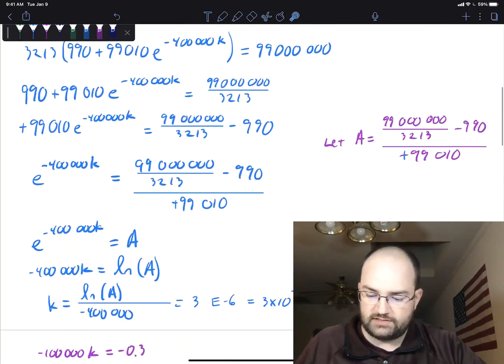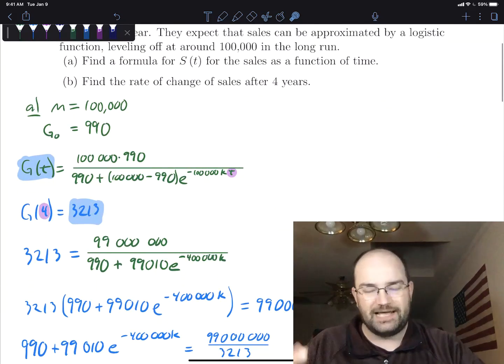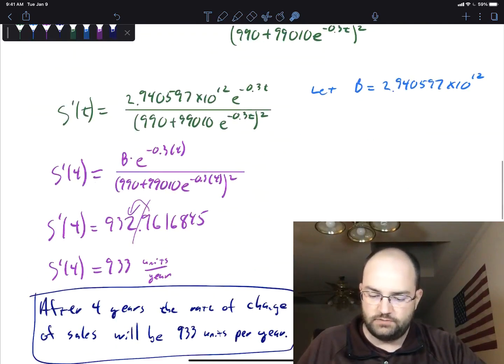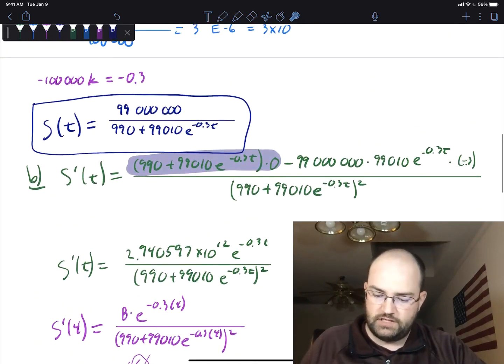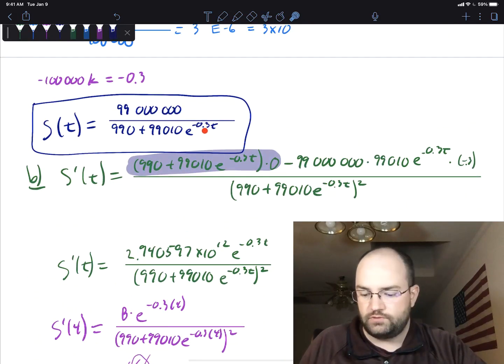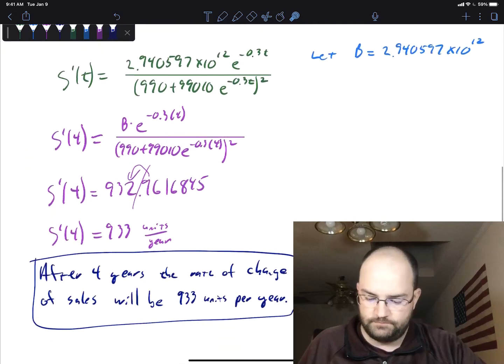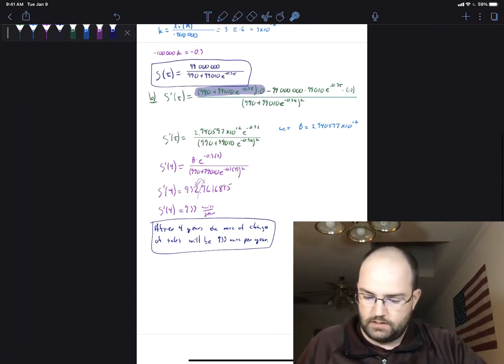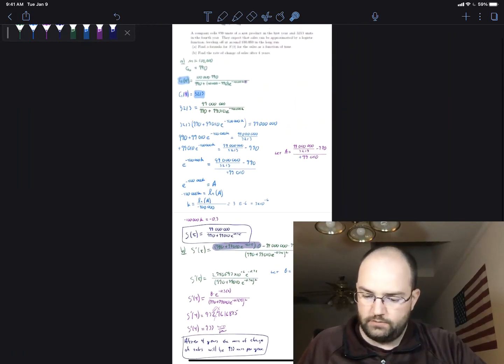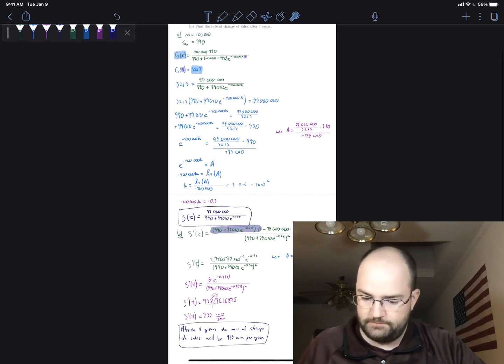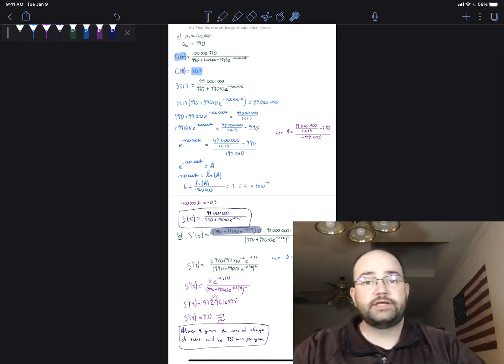Now, notice that there's kind of a rate of change. It's not exactly a rate of change, but it's kind of a rate of change in here. And it's here at the negative 0.3. So negative means that it's going up, and 0.3 is related to the rate of change here. Alrighty. Well, that was a lot of work. And here's everything that we just did.